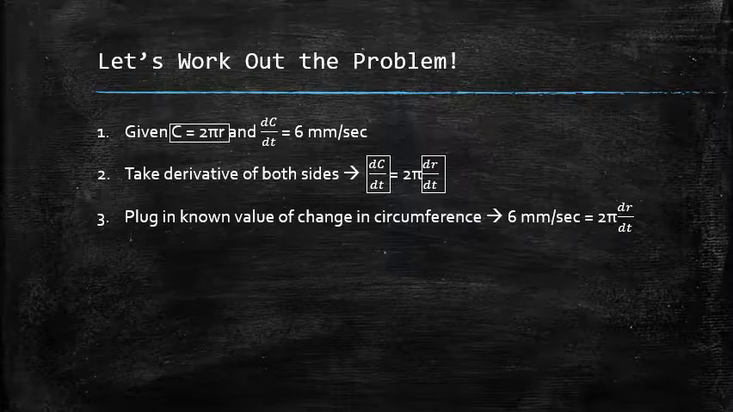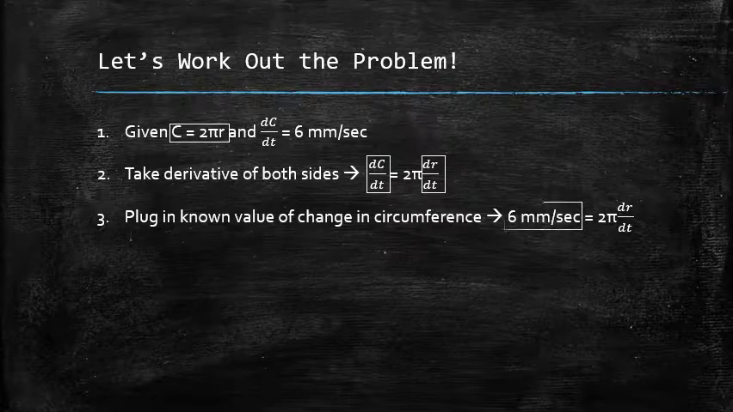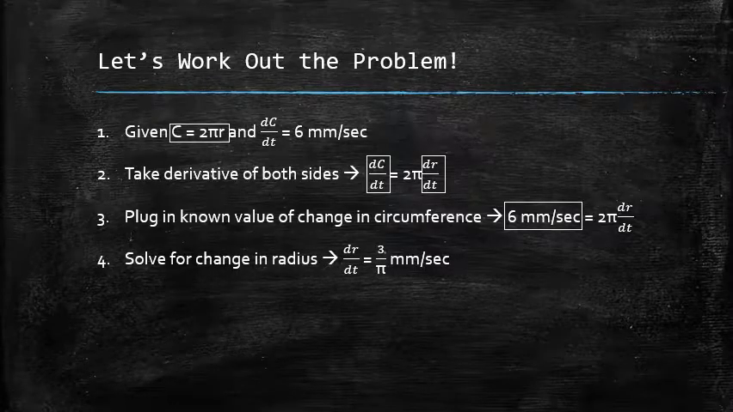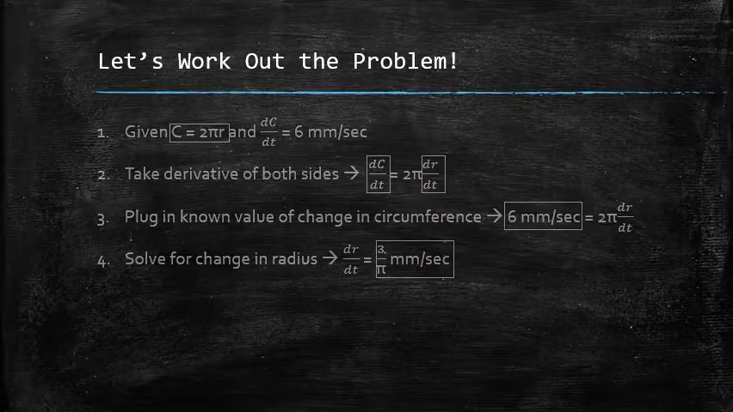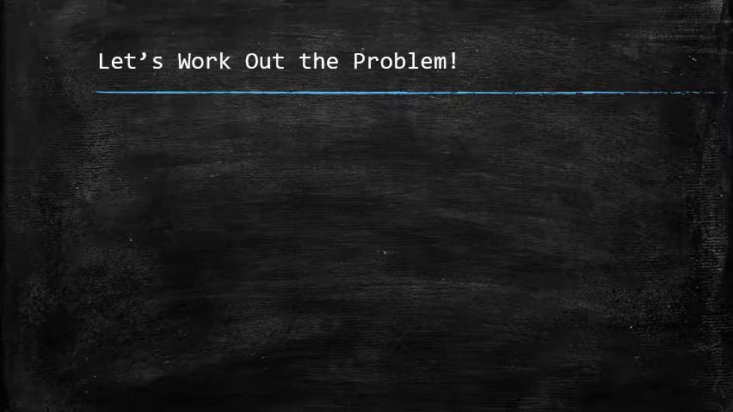Next, we're going to need to plug in the known value of change in circumference. So just plugging in our given value of dc by dt. And based on what we're given, we know that it's going to be 6 millimeters per second. After, we're going to want to solve for change in radius now that we have everything else figured out. And so by dividing both sides by 2 pi, we have that our change in radius is 3 over pi in millimeters per second. Now we're moving on to the second part of the problem.